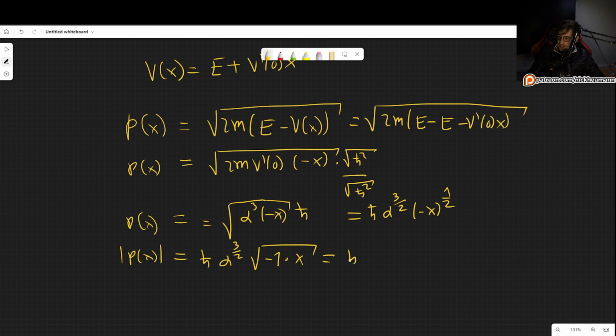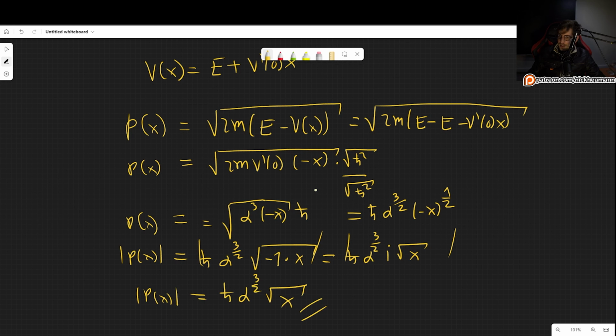So this is basically h bar alpha to the 3/2 times i and the square root of x. So basically, we have to take, of course, the absolute value of the momentum, which is simply h bar alpha to the 3/2 square root of x. Okay, so let me highlight our results.